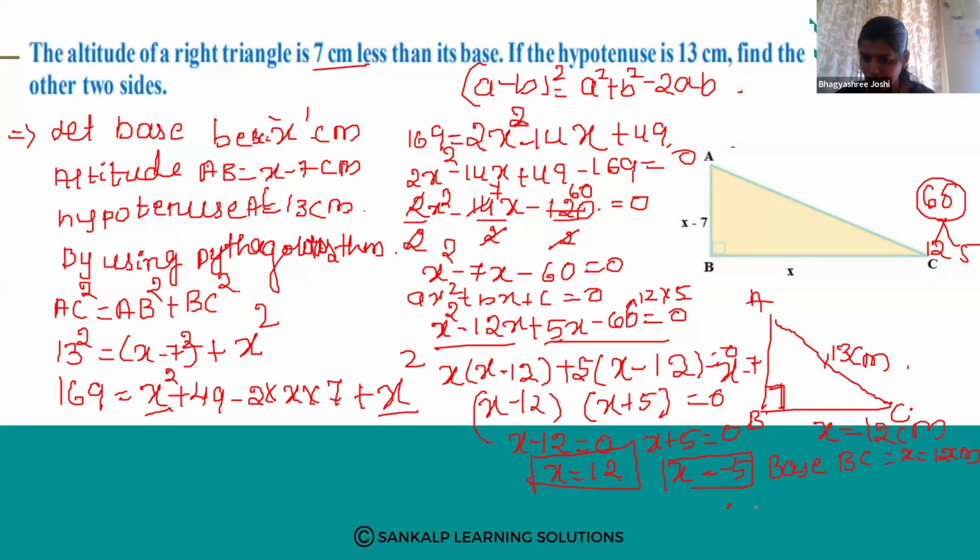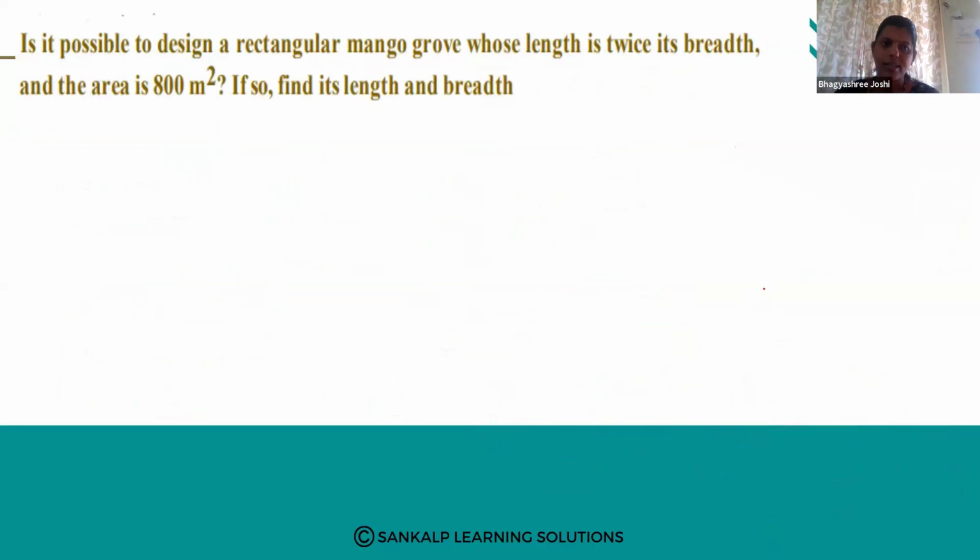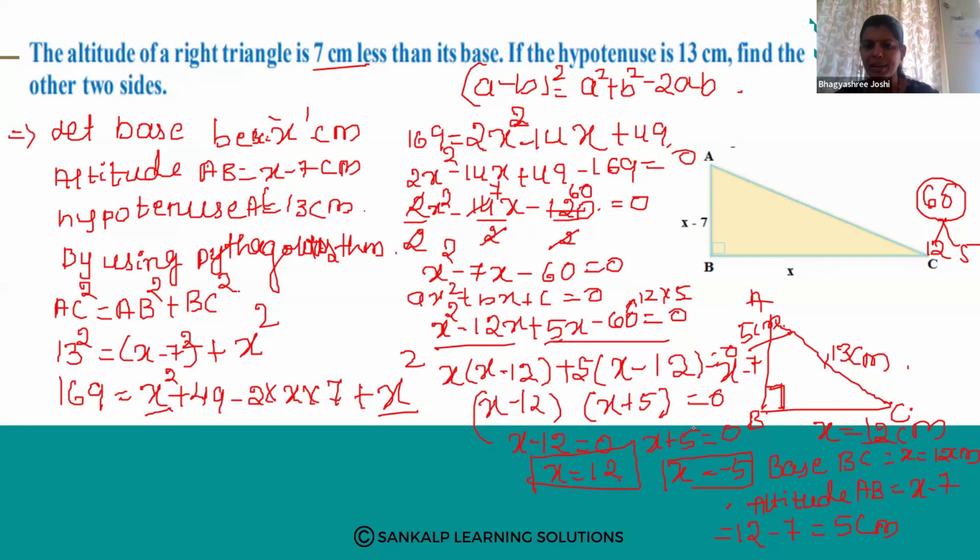Okay. So altitude AB is equal to x minus 7. So x value is 12. 12 minus 7 is 5 centimeter. So altitude value, AB value is 5 centimeter. That means other two sides are 12 centimeter and 5 centimeters. Okay, so this question can be asked for 3 marks. Okay, yes, have you taken? Have you understood? Shall we move to next question? If you want, you can take down. I will wait for a minute.